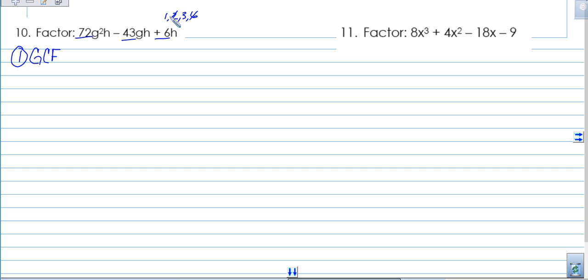Because 6 is composed of 2 and 3. Okay? Now let's see if 3 works. Well, a quick trick for number 3 is if you add the digits, 4 plus 3 is 7. Is 7 divisible by 3? No, it's not. So then the number itself is not divisible by 3, which means there is no numerical GCF.